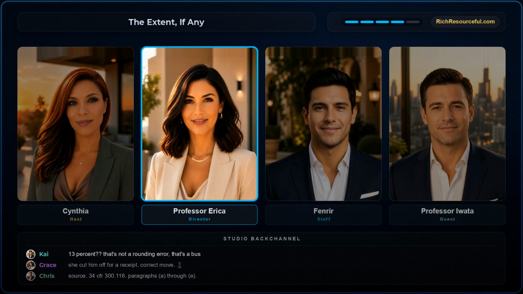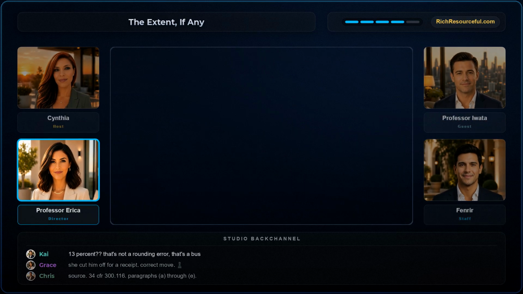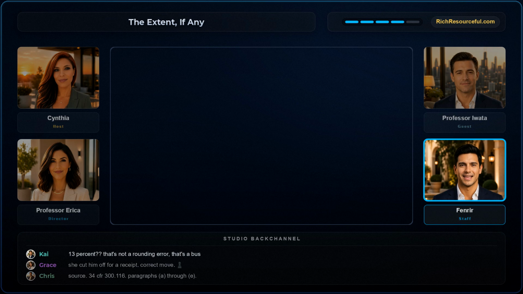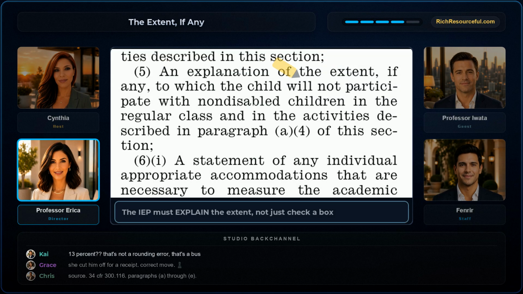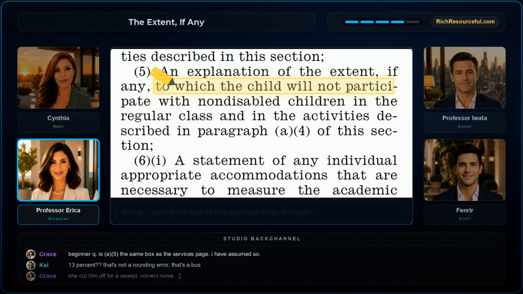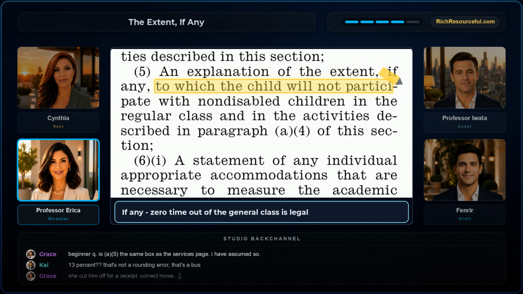One box. Professor Iwata is still with us, and one box is where the whole placement decision gets explained. The box has a name in the regulation. 300.320, paragraph A5. An explanation of the extent, if any, to which the child will not participate with non-disabled children in the regular class, and in the activities described in paragraph 4.